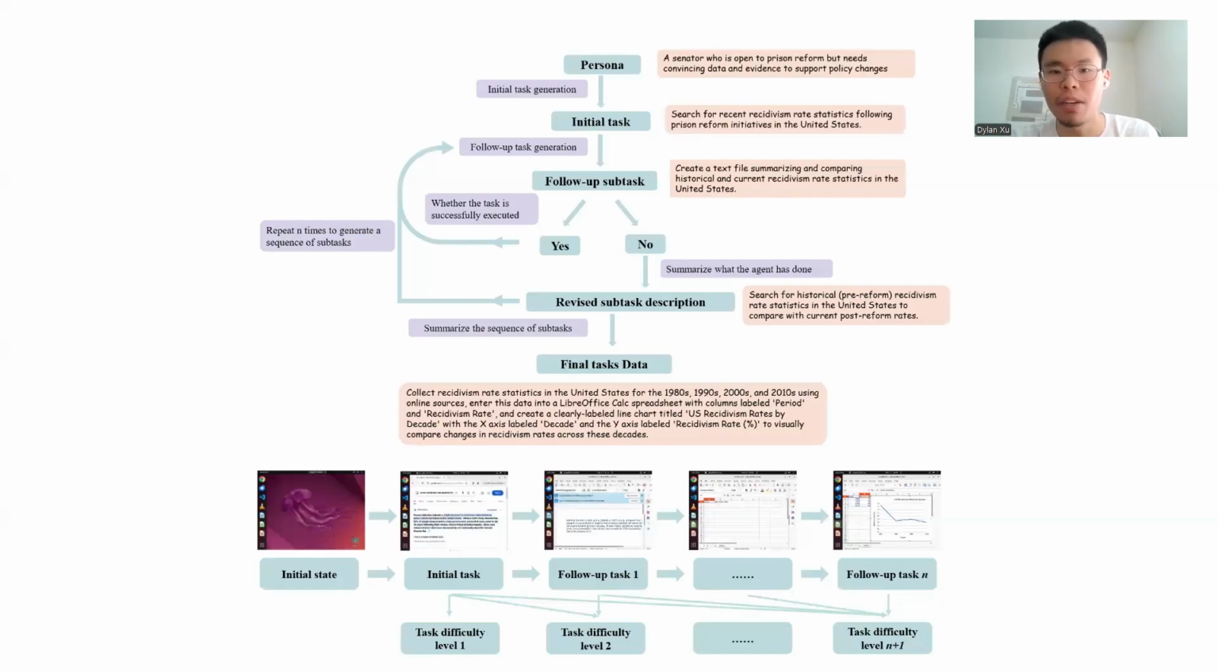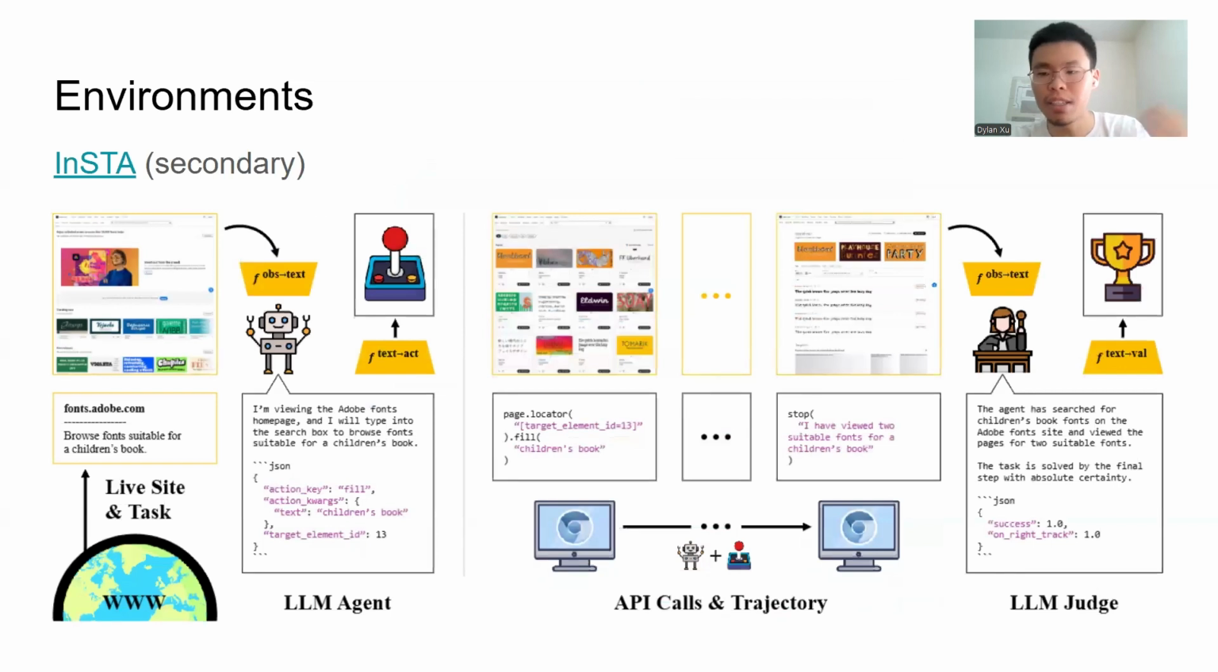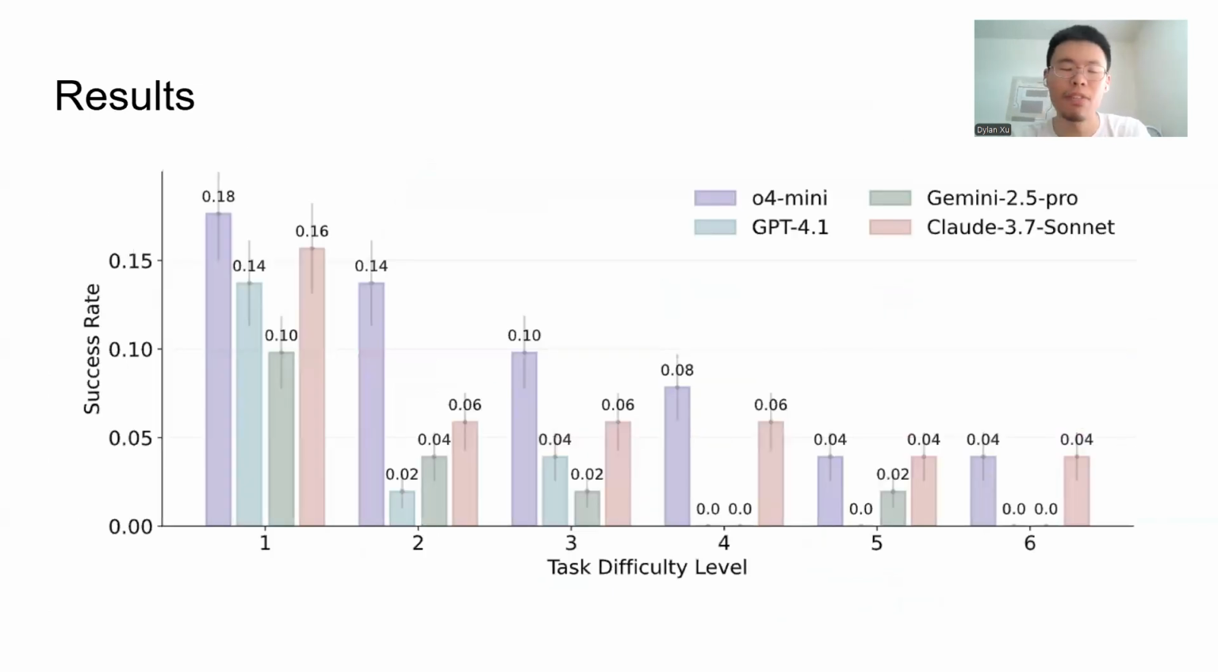Here you can pause the video and read our pipeline in more detail. So we run our pipeline in 2 environments. The primary one is OSWorld, which provides a computer GUI via PyAutoGUI that an LLM can interact with. The second one is InSTA, which provides a text representation of websites and a set of actions that can be performed. So we create datasets on both to show the versatility of our method.